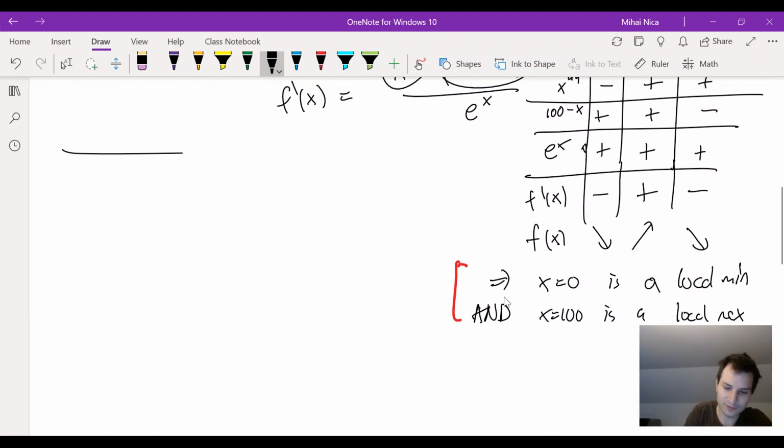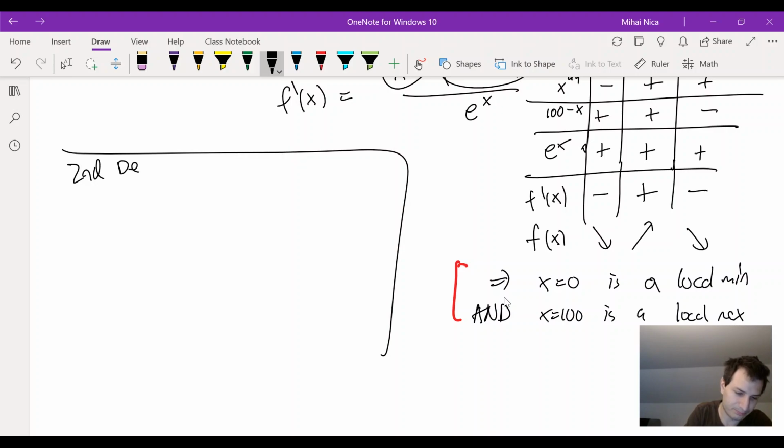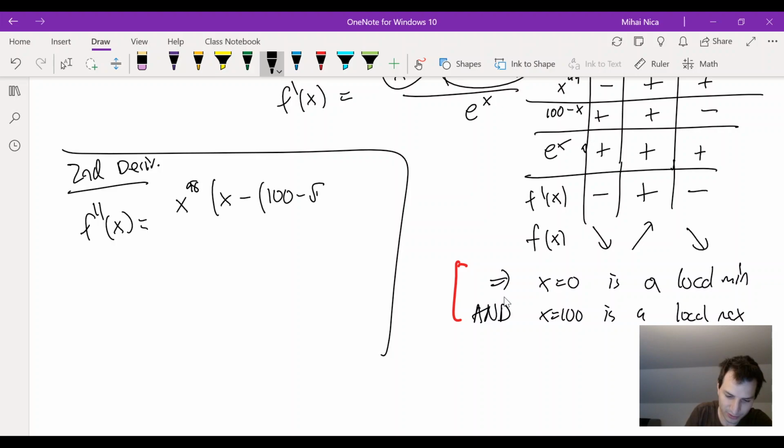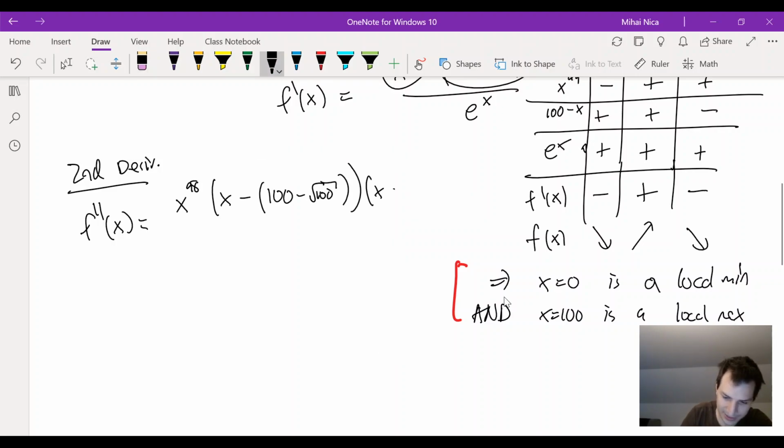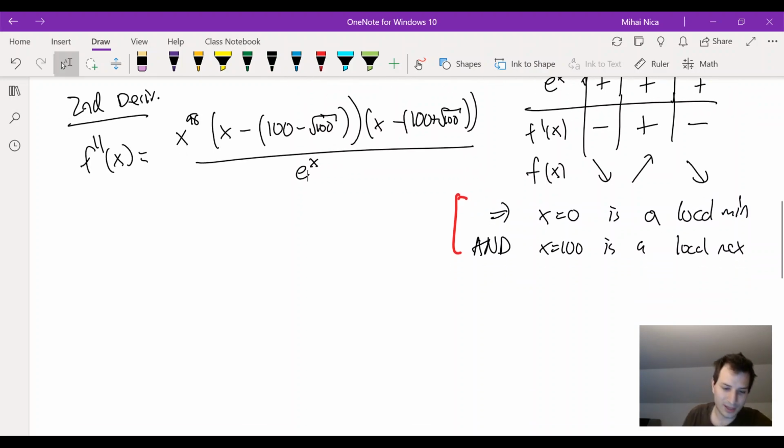If you do the second derivative, f double prime of x, turns out it has a nice formula too. It's x to the 98, and then it's x minus 100 minus square root of 100 times x minus 100 plus the square root of 100. So it factors really nicely. Okay, and again, you have to do product rule and figure that out. But again, you get the nice formula, and you know, maybe you do the same kind of table. And I'm going to skip doing the table. Same kind of table.